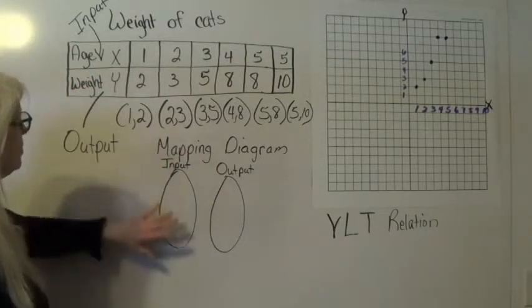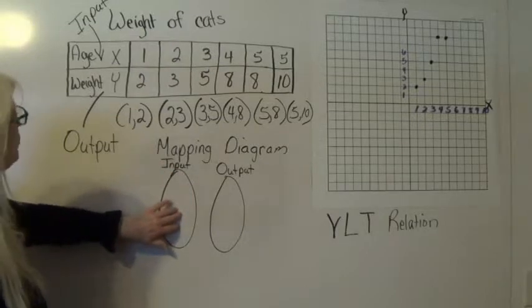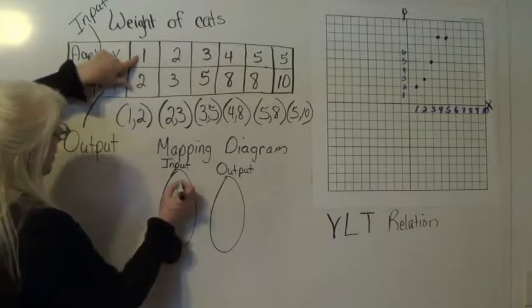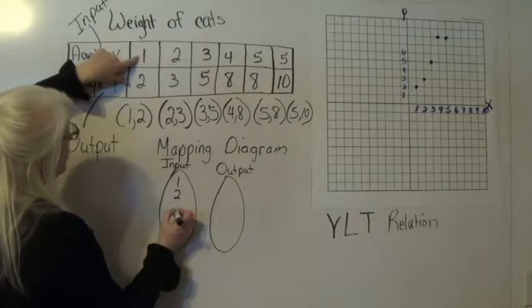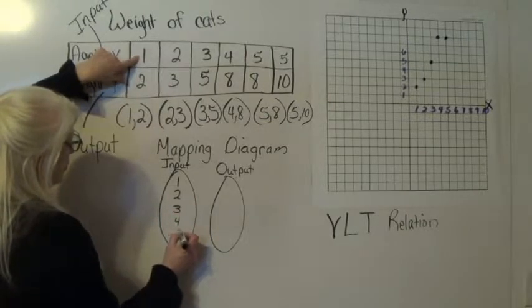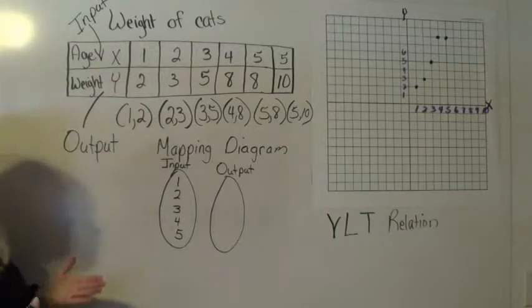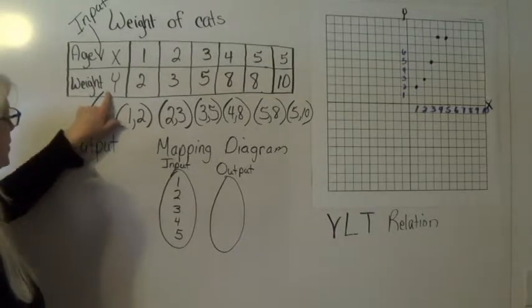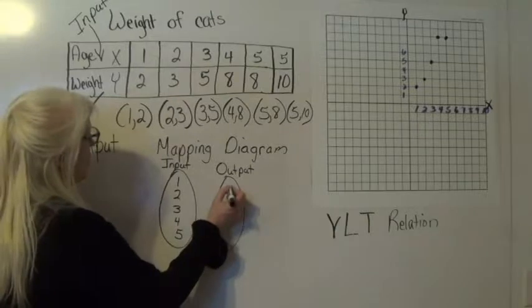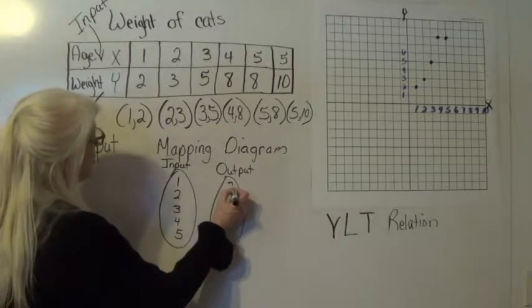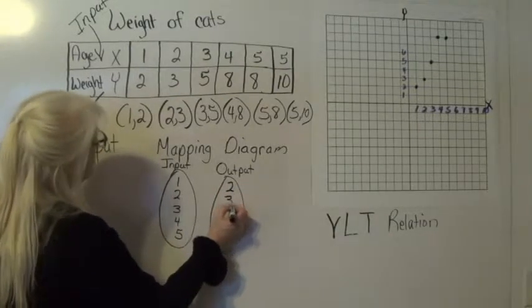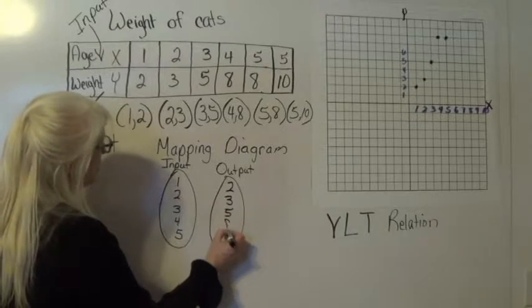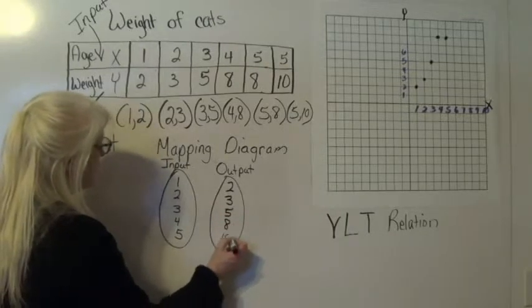So what I'm going to do is drop my x values in for my input. So I've got 1, 2, 3, 4, and 5. And again, when I have a repeating number, I'm just going to list it once. I'm not going to repeat it. And now I'm going to drop my y values in for my output. And again, I'm going to put them in order from least to greatest. 2, 3, 5, 8 repeats, I'm just going to list it once, and 10.